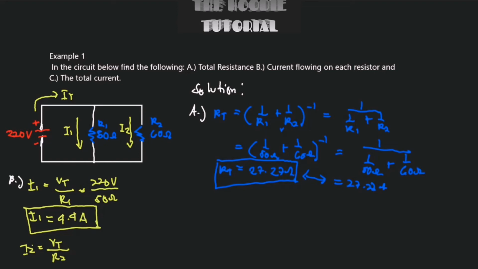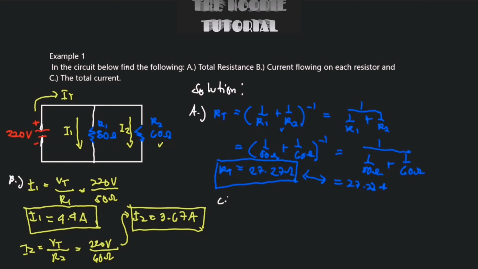R2, since we are going to find the current that is flowing through resistor number 2. So putting the values, VT is equal to 220 volts divided by, what is our R2? R2 would be 60 ohms. And then putting all that into a calculator, we are going to have I2 equal to 3.67 amperes. So B is done. So let's go to C. Let's put C right here.